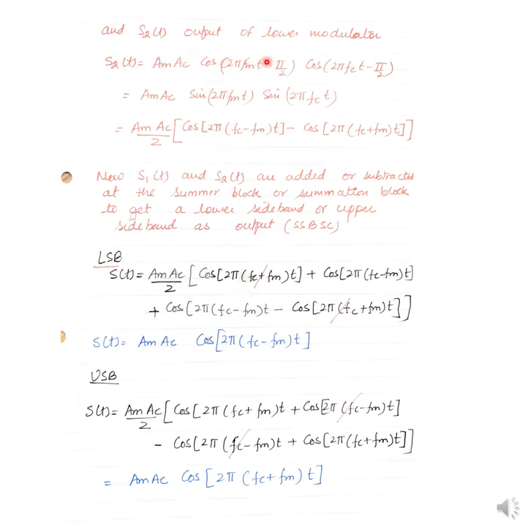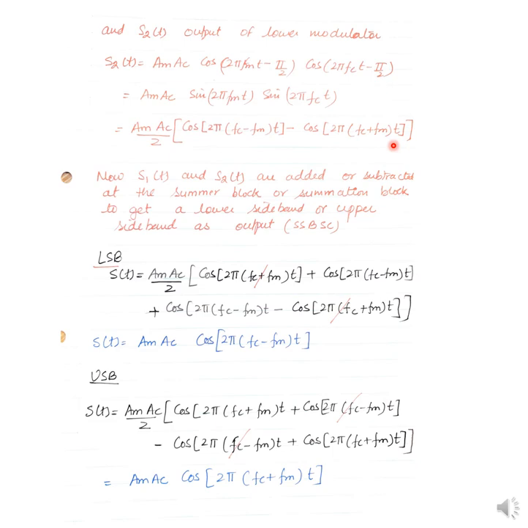And the output of the lower modulator, s2(t), is equal to Am Ac cos (2 pi fm t minus pi by 2) cos (2 pi fc t minus pi by 2). I've shown it here. So then it will be Am Ac sin 2 pi fm t into sin 2 pi fc t. When you apply the 2 sin A sin B formula here, it will be Am Ac divided by 2 times cos 2 pi (fc minus fm) t minus cos 2 pi (fc plus fm) t.